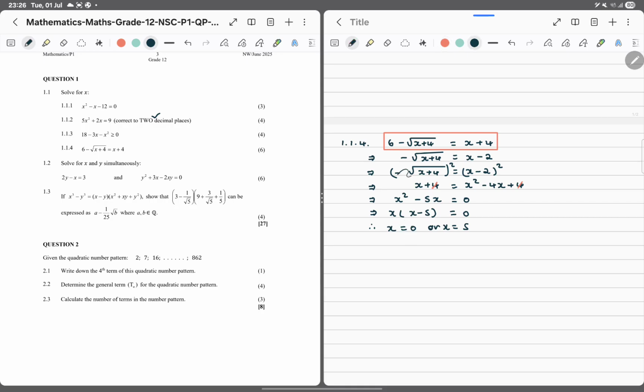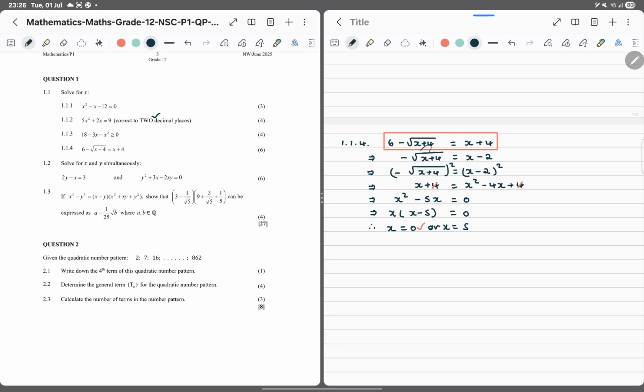So what we have here, we take 0 in there, so it becomes square root of 4, which is 2. 6 minus 2, that's 4. Put 0 there, so 4 is equal to 4. So this solution holds, okay?